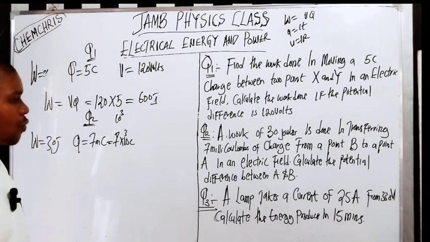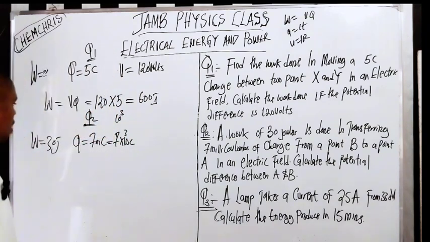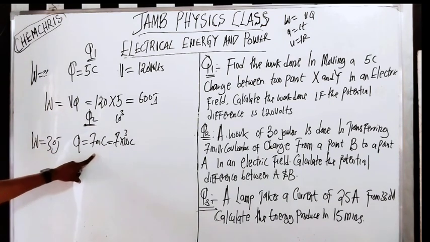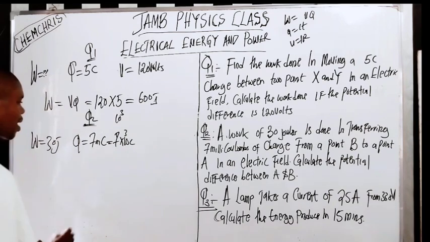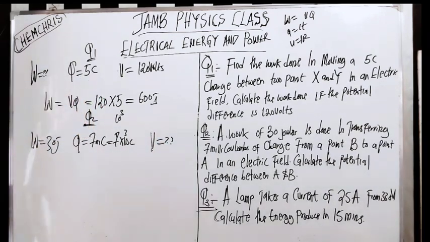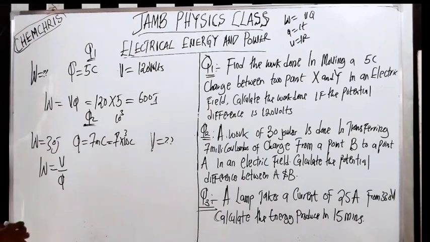Now what do they say you should look for? They said point A to point B. They say the work done is 30 joules, and the charge moves from point B to point A in an electric field. Calculate the potential difference. So you are calculating the potential difference. Very easy here. So remember, W is equal to Q times V, right?